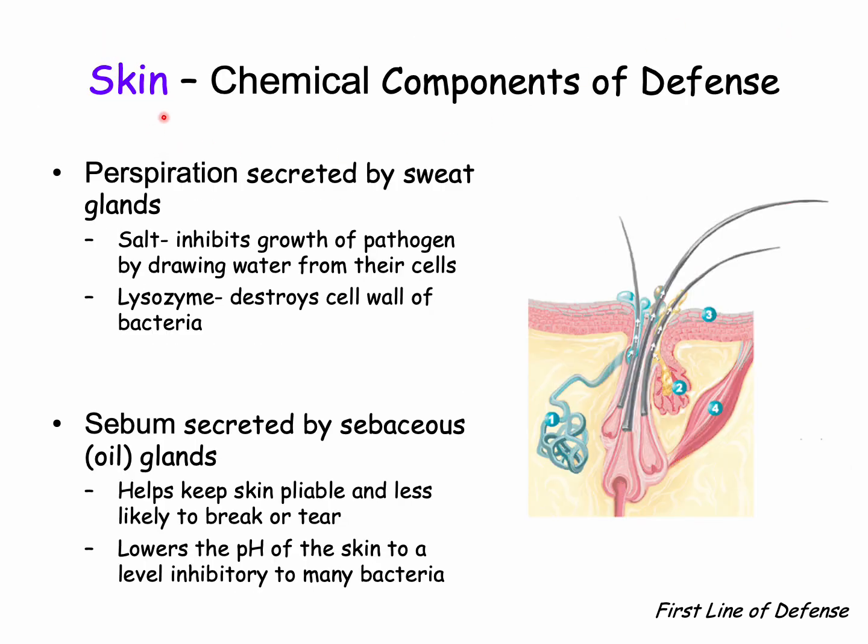Our skin also has really important chemical components that defend us from pathogens. So it has both physical and chemical components for protecting us from infection. First off, our skin has sweat glands. These sweat glands help prevent colonization by pathogens two ways. So one, sweat has a high salt content, and this inhibits the growth of a lot of pathogens by desiccating, or drawing out water from the cells, because of that high salt concentration.